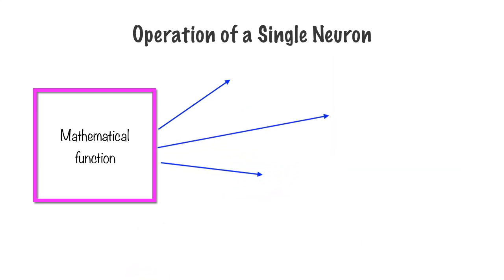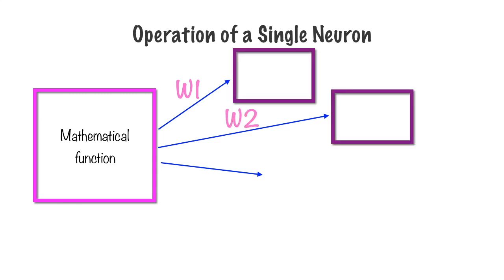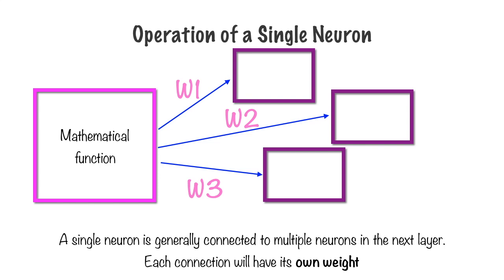In the real world, when we build a neural network using these neurons, a single neuron is generally connected to multiple neurons in the next layer. Every connection will have its own weight.